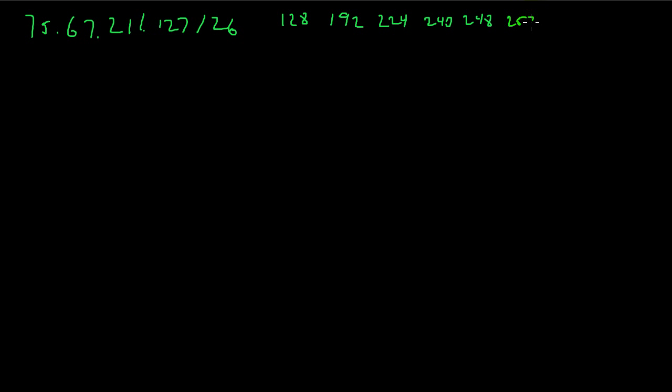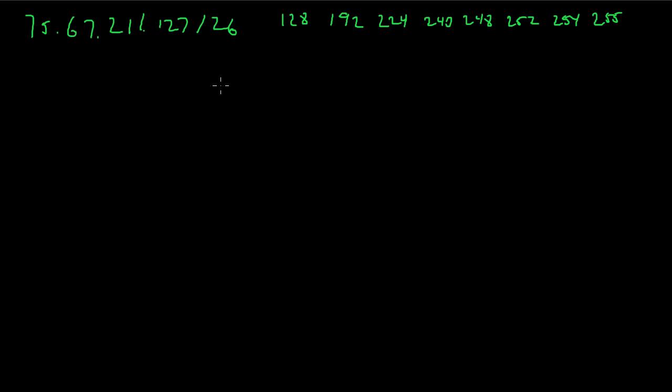What you always want to do when you're approaching this type of problem is first write the IP address up here. So 75.67.211 and 127/26. Okay, so that's pretty easy. We also want to make our awesome little chart here, our cheater chart, I guess. So 128, 192, 224, 240, 248, 252, 254, and 255.